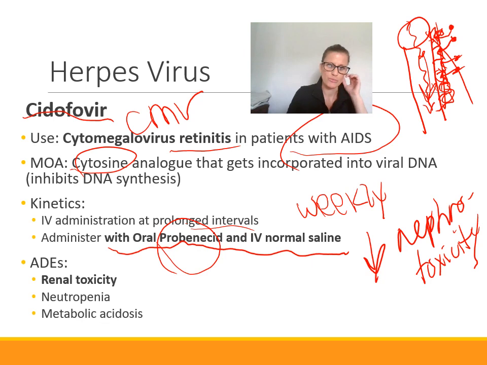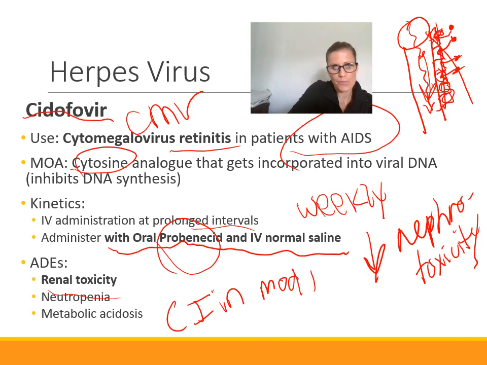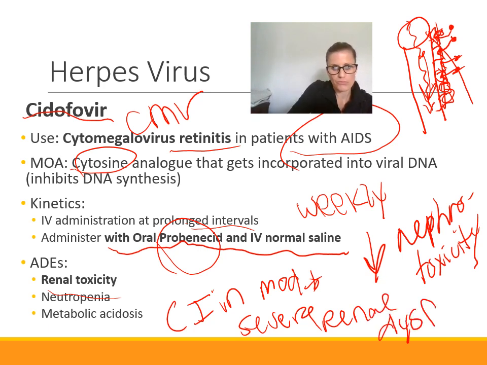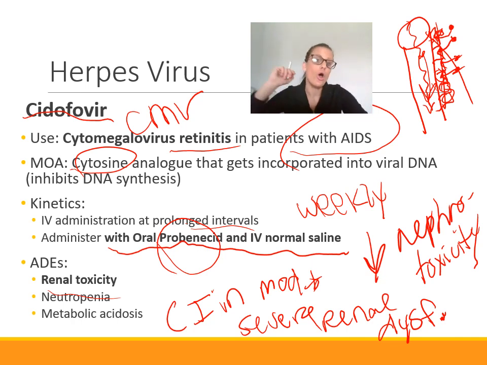It inhibits that transporter. Again, it can be associated with renal toxicity. So it's contraindicated in patients with moderate to severe renal dysfunction. It's also contraindicated with other nephrotoxic drugs. Other adverse drug effects of Sujathavir include neutropenia and metabolic acidosis.